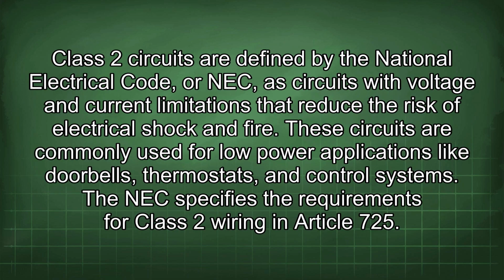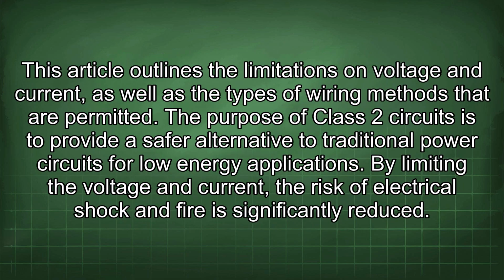Class 2 circuits are defined by the National Electrical Code, or NEC, as circuits with voltage and current limitations that reduce the risk of electrical shock and fire. These circuits are commonly used for low-power applications like doorbells, thermostats, and control systems. The NEC specifies the requirements for Class 2 wiring in Article 725. This article outlines the limitations on voltage and current, as well as the types of wiring methods that are permitted.